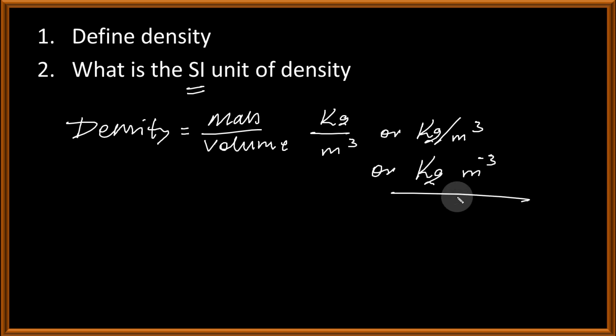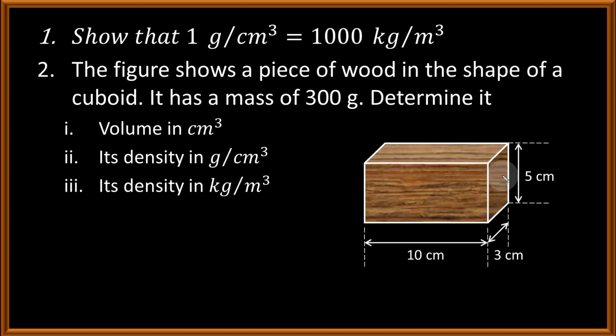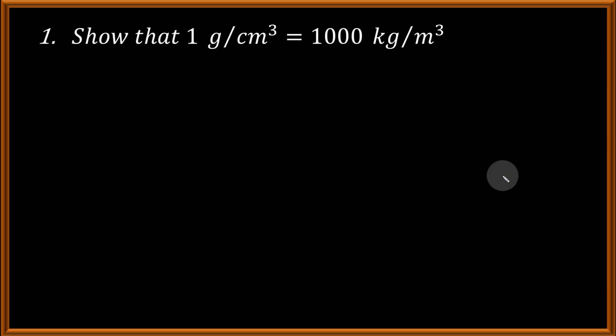At this level, since you are just being introduced to physics, I will not expect you to use this equation here. The equation which I'll be using most of the time is this one here, but later on I will introduce you to the scientific notation. Let's look at the other questions in this lesson. In the first question, we are asked to show that 1 gram per centimeters cubed is equal to 1000 kilograms per meters cubed. So let's start with this first question.